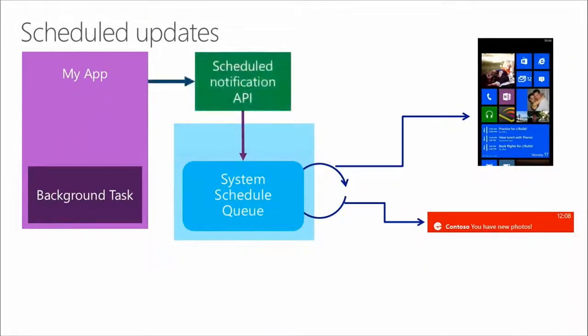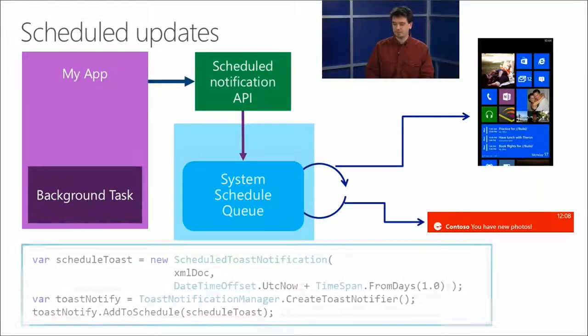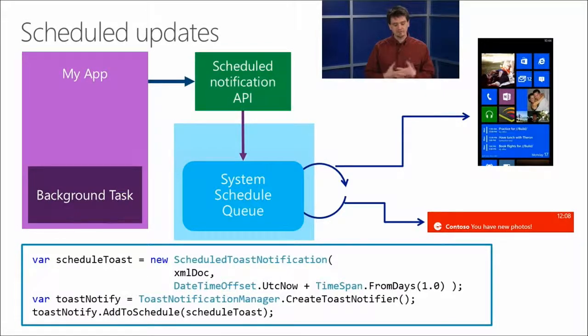Scheduled notifications run this way. We have our application, and inside of our application, we use the scheduled notification API. And once we use it, it goes to the system schedule queue. And the system is checking that schedule queue, checking that schedule queue, checking that schedule queue. And when it sees a notification that has been scheduled, it'll send an update to the tile or send an update to the Toast.